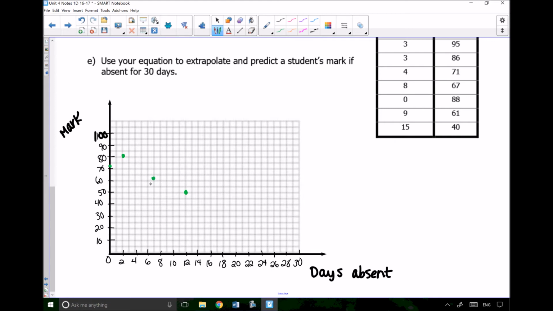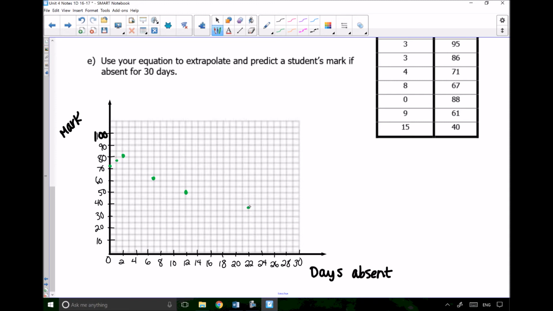And I'm going to keep going with it. I'm not going to keep scrolling up and down because you have the information right in front of you. So another student was absent for 1 day and then ended up getting a 77 in the class. So I'm going to go to 1 day and go to 77 and put a mark there. Okay. Another person was absent for 22 days and earned a 38 as their mark in the class. So I'm going to put a dot right there.